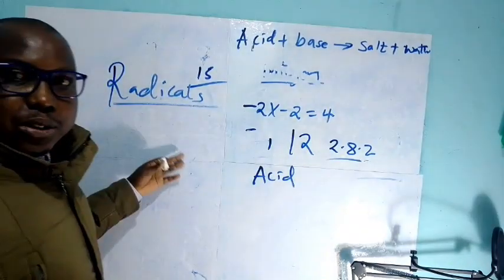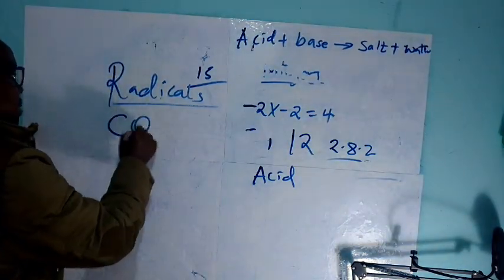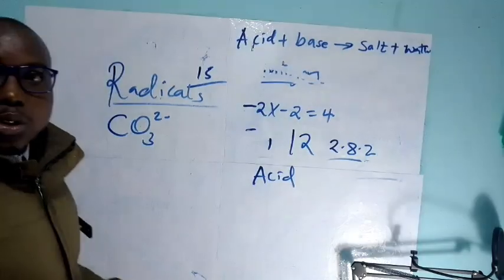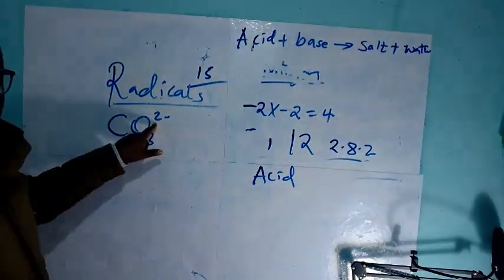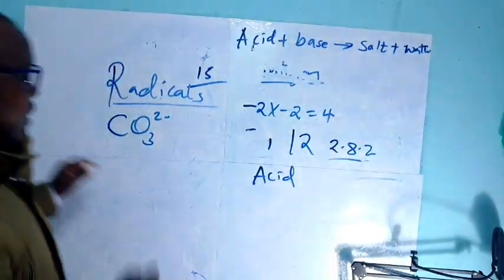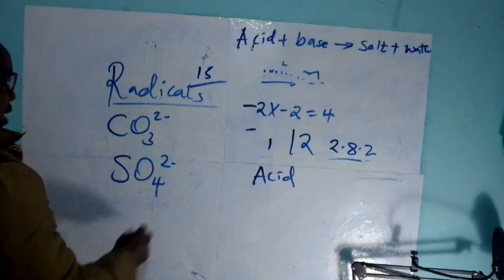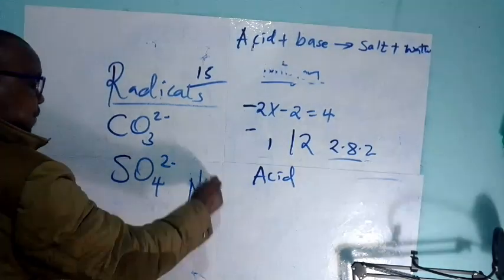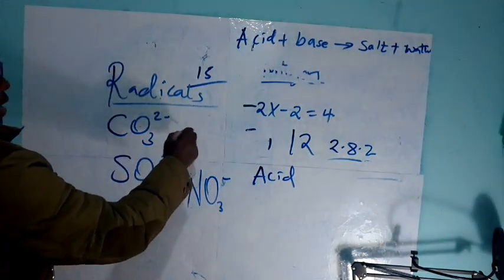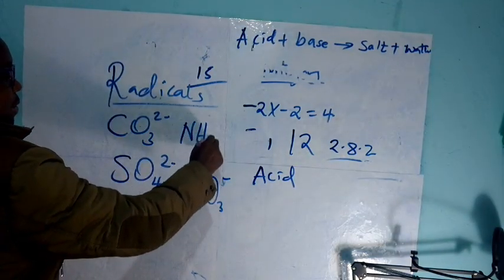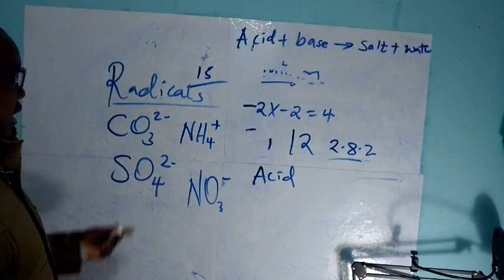So examples of radicals, I'm not going to define what radicals are. I will just give you: we have a carbonate. This is a radical. So this carbonate radical here has a valence of 2 from here. You see that? Yes, it has a valence of 2. The sulfate, the nitrate, the ammonium ion. So these are some of the radicals that we commonly use.